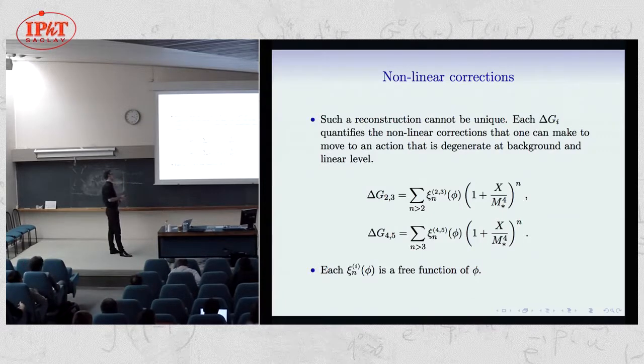You have to go to n greater than 3 for delta G4 and G5, because when you put G4 and G5 into the unitary gauge, you have derivatives of G4 with respect to x. So you bring down a few powers here. But essentially, these are completely free functions of phi, and you have a lot of freedom here to move between different theories.